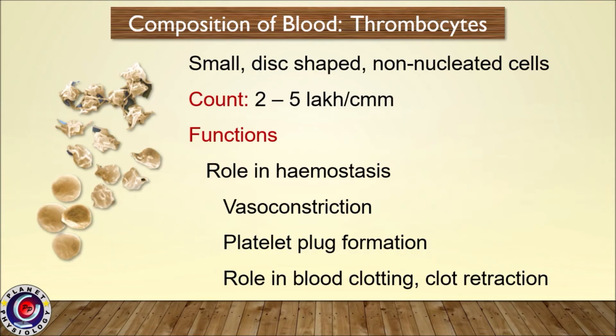The last cellular component is thrombocyte. These are small disc-shaped non-nucleated cells. Their count ranges between 2 to 5 lakhs per cubic millimeter, and they play an important role in hemostasis, that means prevention of blood loss from injury. This is achieved by vasoconstriction, platelet plug formation, blood clotting as well as the clot retraction process. So, here we finish with the cellular portion.